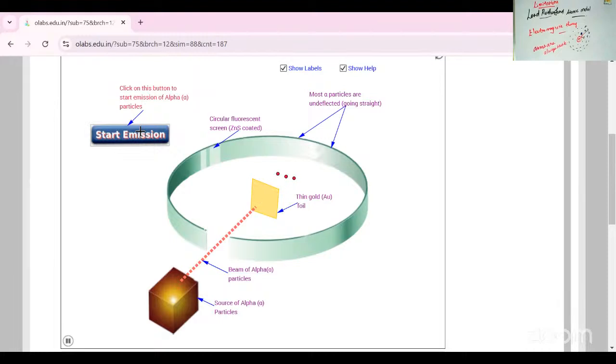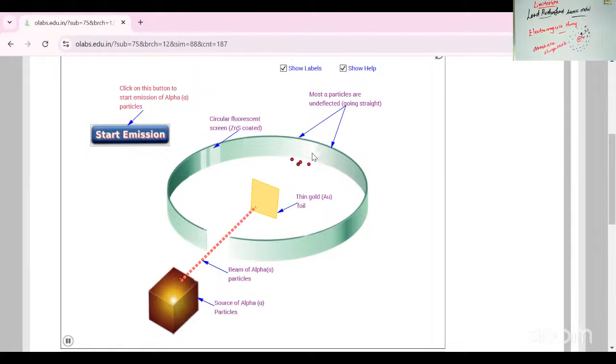Yes, the emission is starting. Look at this simulation. The alpha particles come from this area. Look, what is the first point? Most of the alpha particles go through in a straight line. So this is the first one.